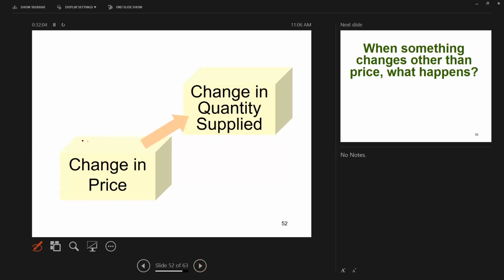On your slides here, if you're taking notes, write this. I wish I was better at writing with this pen.